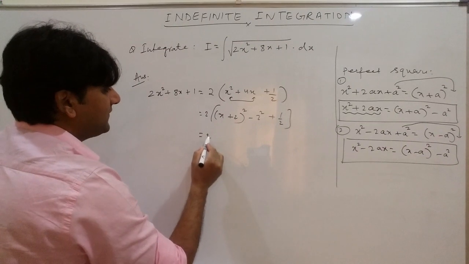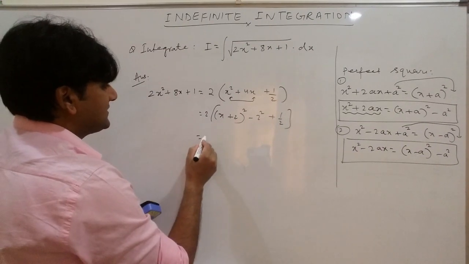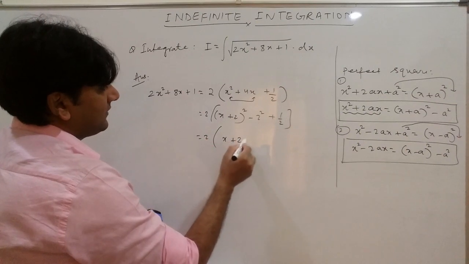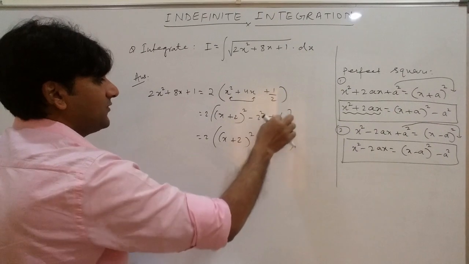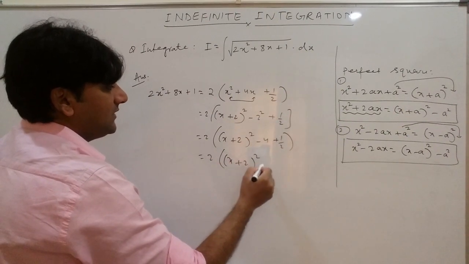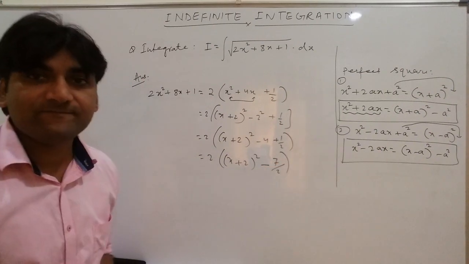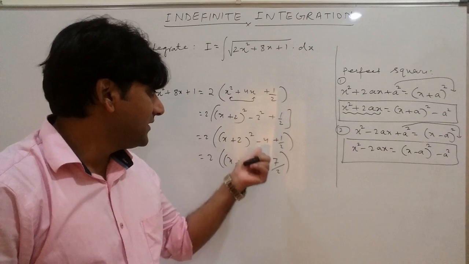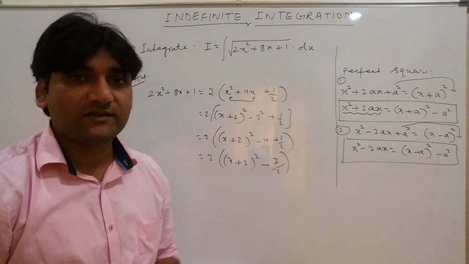Now this is twice of x plus 2 whole square minus 4 plus half. So twice of x plus 2 whole square minus 7 over 2. How minus 7? Again, you have to understand. Minus 4 times 2 is minus 8, plus 1. Minus 7 over 2 I got.